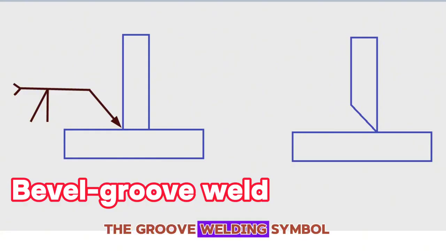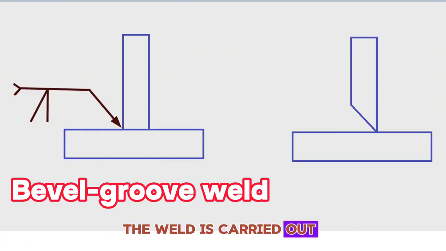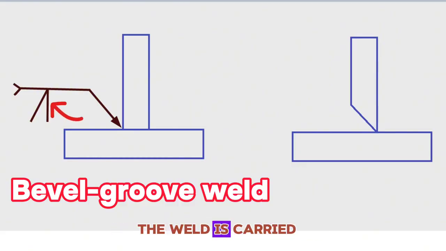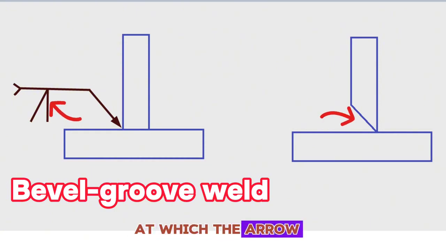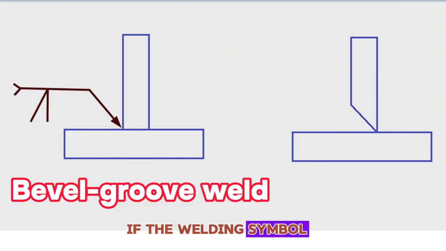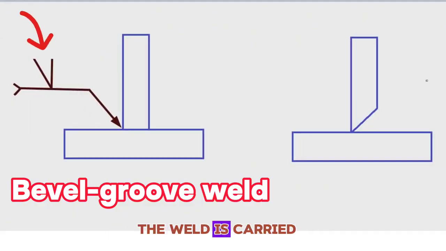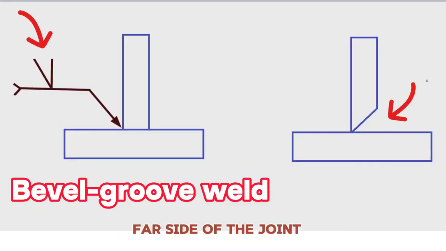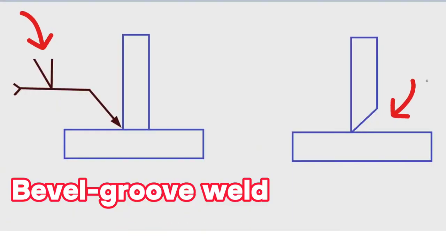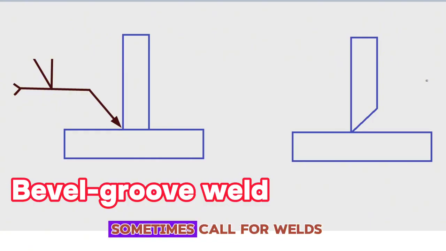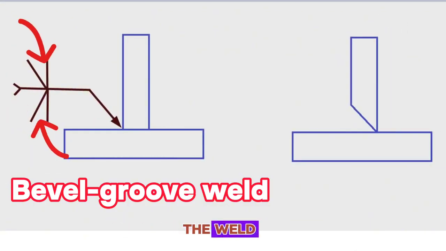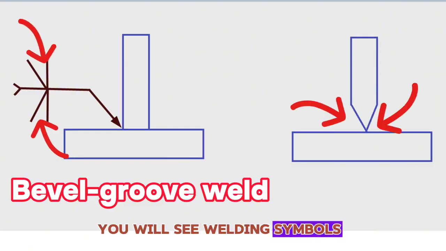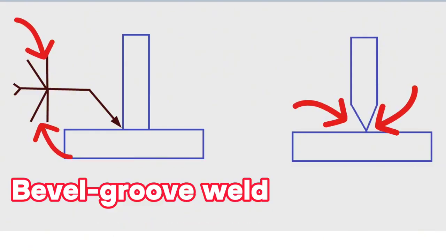Also, the groove welding symbol above or below the reference line represents the location on which the weld is carried out. If the welding symbol is showing below the reference line, the weld is carried out on the side of the joint at which the arrow points, the near side. If the welding symbol is showing above the reference line, the weld is carried out on the opposite side, the far side of the joint. Engineering drawings sometimes call for welds on both sides of the weld metal piece, so you will see welding symbols written on both sides of the reference line.